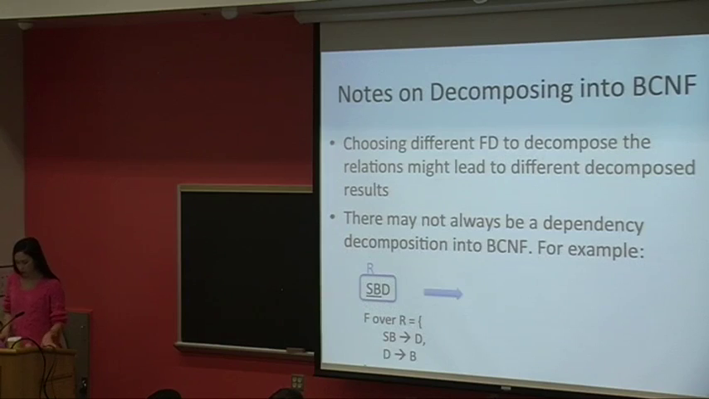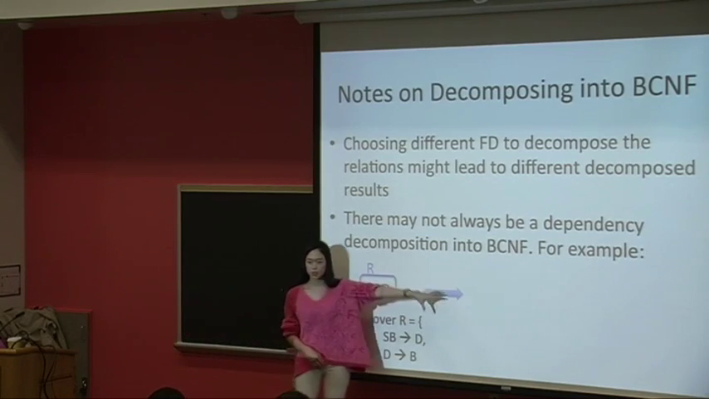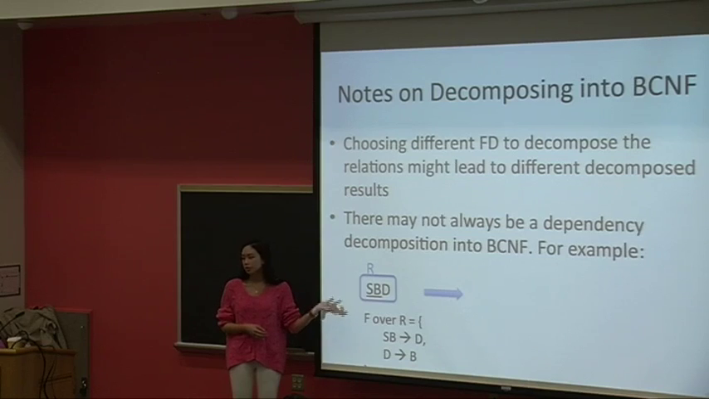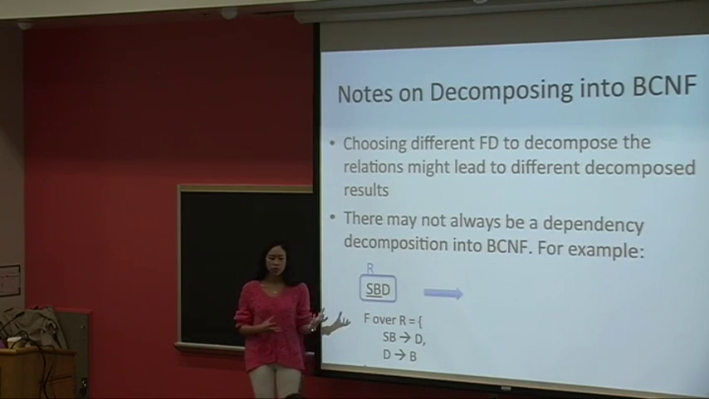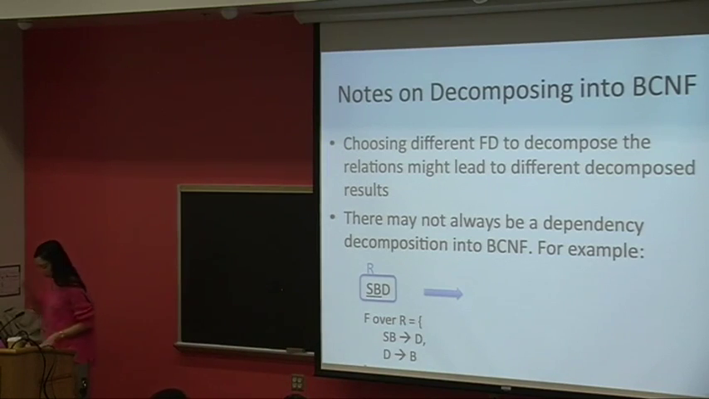We have a few notes on decomposing into Boyce-Codd form. As we saw earlier, when we were decomposing the relations, I just told you, because of this functional dependency, that's why we do it this way. If you think about it, when you start from scratch, there's actually no right or wrong functional dependency to choose first. A lot of times if you choose the functional dependencies in a different order, that might lead you to a different result of decomposition. So there's no exact answer of how it should be. And like we saw earlier, there might not always be a dependency-preserving decomposition into Boyce-Codd.